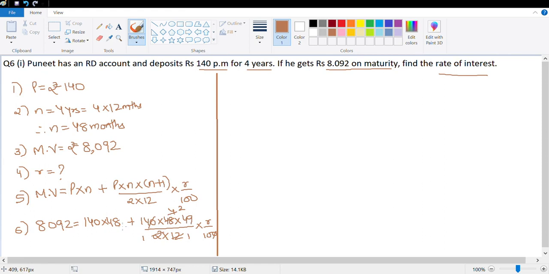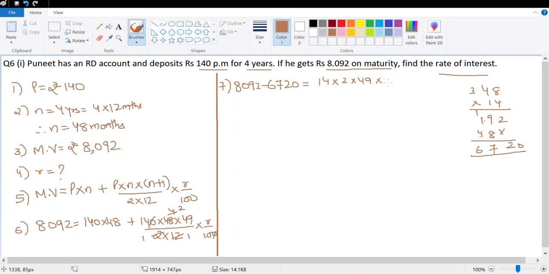So let's go ahead and subtract it now. Yes, so before that we'll have to do 140 into 48. So 48 multiplied with 14, that's 4 into 8, 32. 4 into 4, 16 plus 3, 19. 1 into 8, 8, 1 into 4, 4. That's 2, 9 plus 8, 17, 4, 5, 6. So this is 6,720. So this is 8092 minus 6,720 is equal to 14 into 2 into 49 into R upon 10. Let me reconfirm. Yes, 14 remaining, 2 remaining, 49 R and 10.